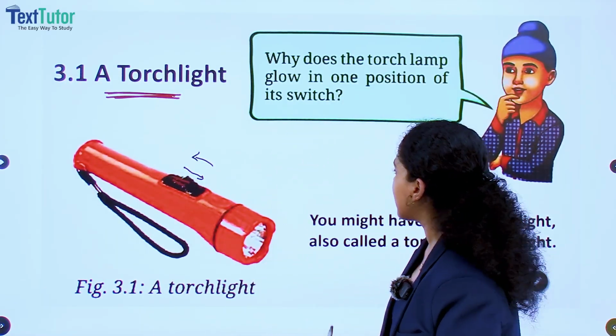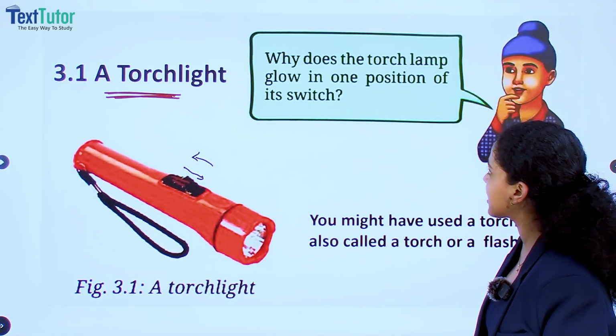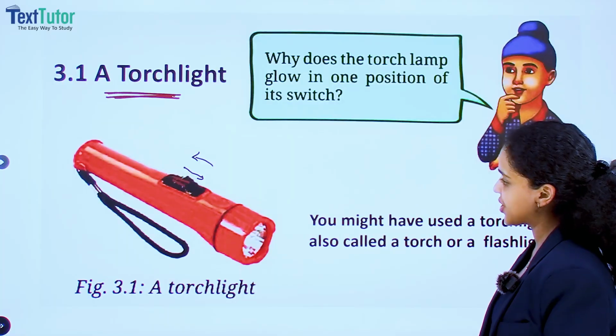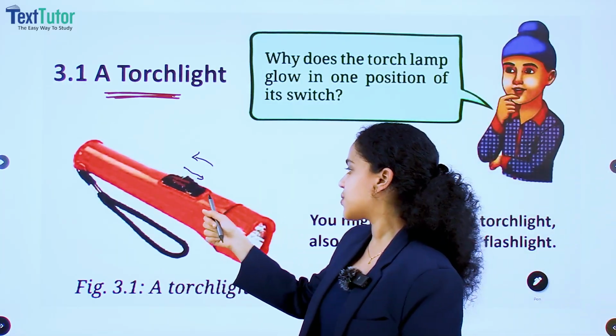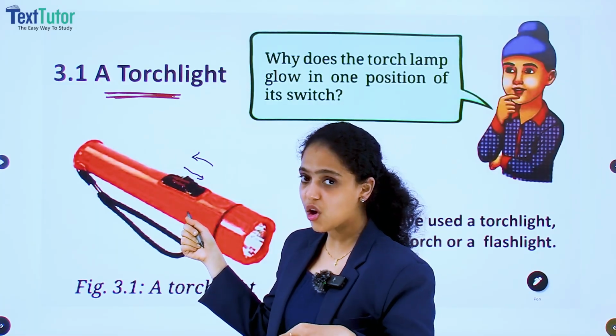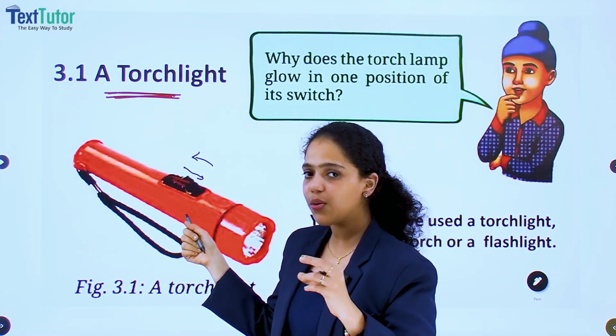Then here he is asking that why does the torch lamp glow in one position of its switch? Only in one position of the switch does this torch lamp light up.